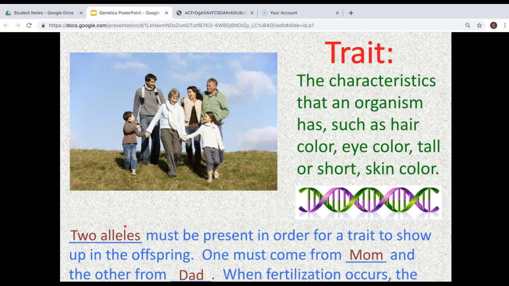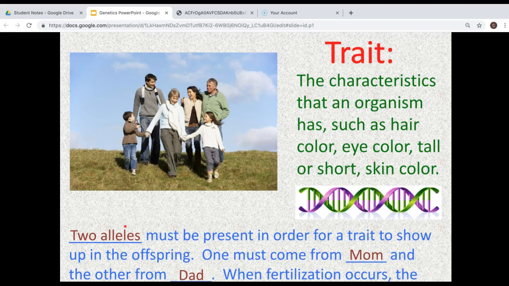When fertilization occurs, an egg fuses with the sperm cell and forms a zygote, and the new offspring then has two alleles for that trait. So for instance, for your eye color, you're going to have two alleles. Depending on what those two alleles are, the one you get from mom and the one you get from dad, that determines the offspring. And if you have children, they will have two alleles as well.